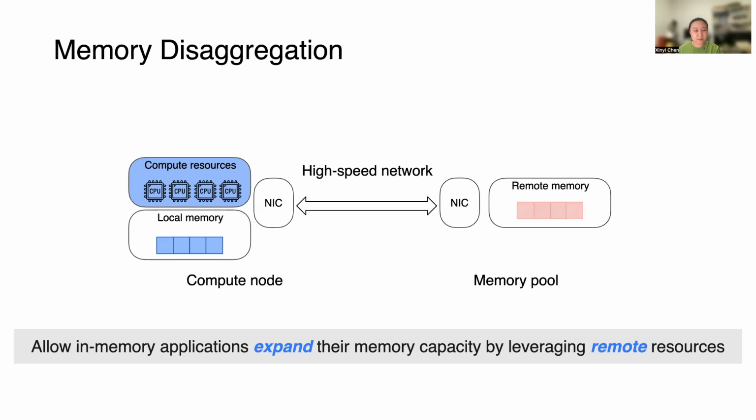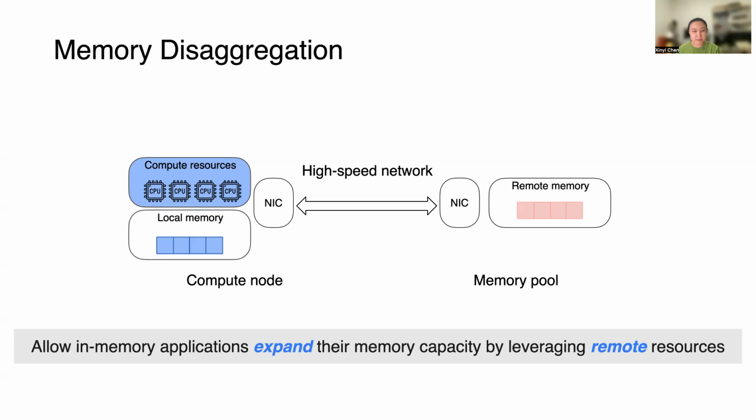Recently, there has been a lot of interest in memory disaggregation, which is a technique that can allow applications to expand their memory capacity by leveraging remote memory resources. There are many different types of memory disaggregation. One particularly interesting type is this far memory architecture.